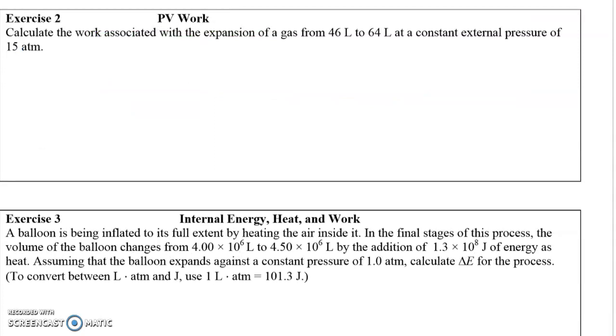Exercise 2 has us looking at the work associated with the expansion of a gas. This is going to be our change in volume. We have a V1 and a V2, and our pressure is constant at 15 atmospheres. The formula we had above was that work is negative the pressure times the change in volume. Change in volume is always going to be final minus initial, so it's going to be 64 minus 46.